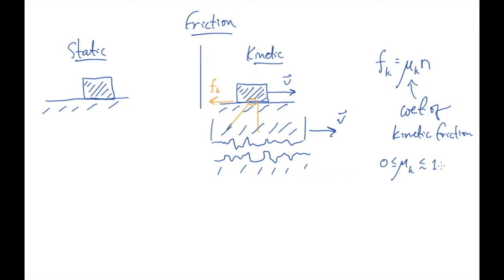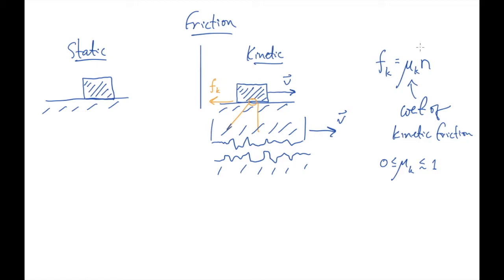And notice that it's a unitless constant here. Friction is a force, so it'll have units of newtons. The normal force also has units of newtons, so mu sub k is just a pure number. There's no units on it at all. It's a pure number that tells you basically how rough the two surfaces are. That's our model for kinetic friction, mu sub k times n.